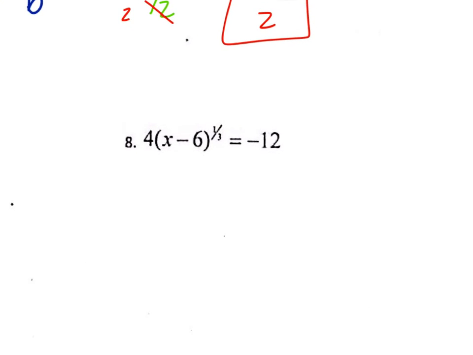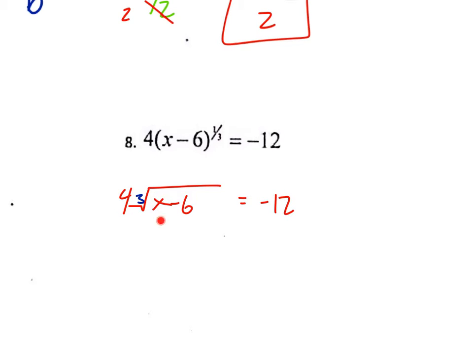Next one is similar to it, but in this one you're given a rational exponent instead of a radical. So we're going to rewrite this first. So if you remember power over index, my power is 1, my index is 3. So now I have 4, and then the cube root of x minus 6 equals negative 12.